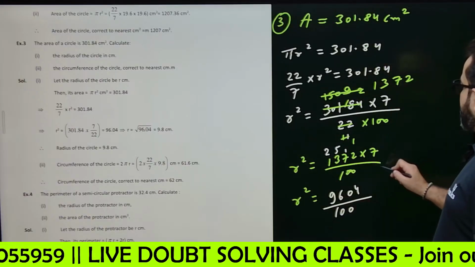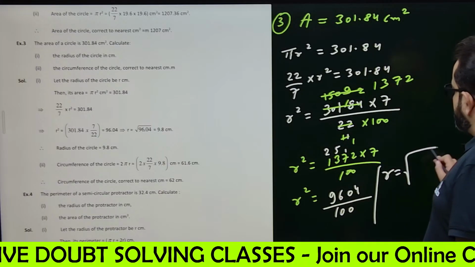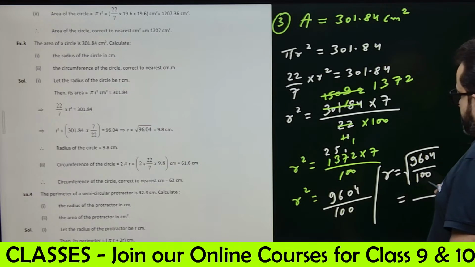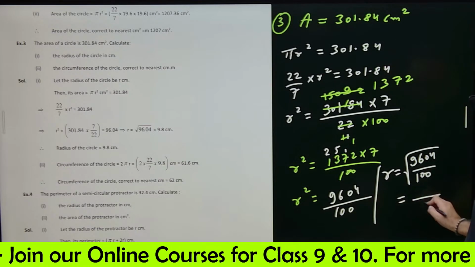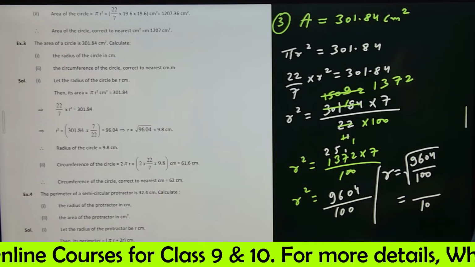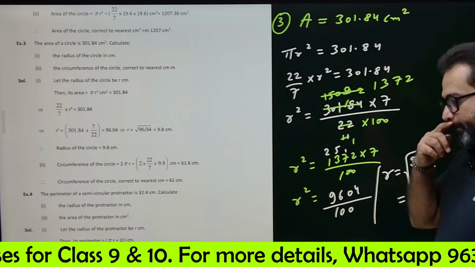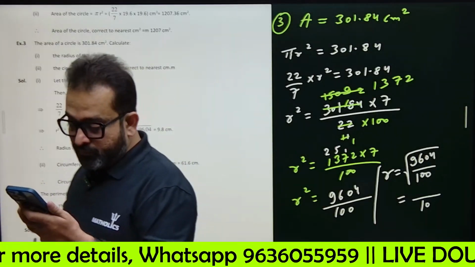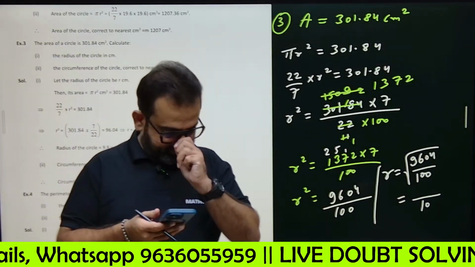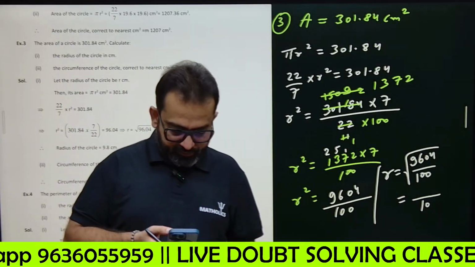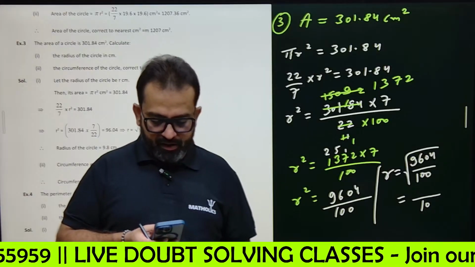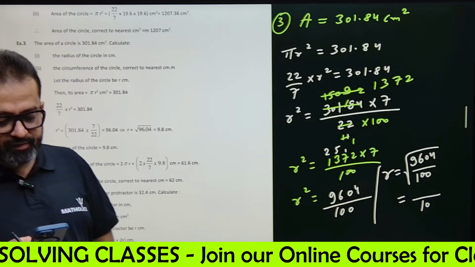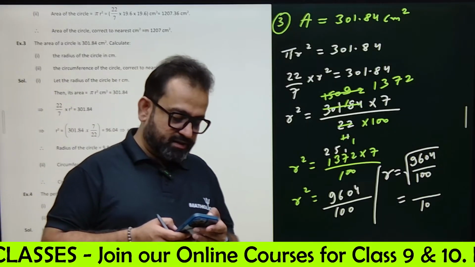So if you write, R will be under root of 9604 upon 100. So denominator under root is 100, so it will be 10. Upper side, what is the square root of 9604? 9604 is the square of which number? Anyone? Can anyone tell me? Anyone alive in this class?